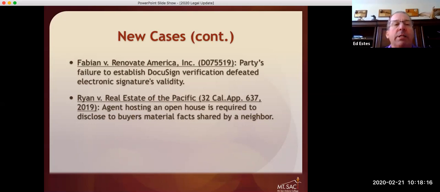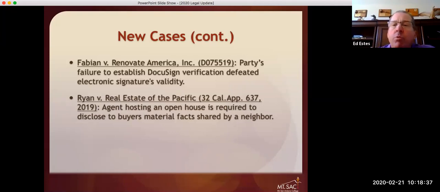Let's cover the last case first, the Ryan versus Real Estate of the Pacific. In this case, Mr. Ryan was hosting an open house, and a neighbor came over and told him that the neighbor was going to be doing some construction and building a wall or building along the property line.